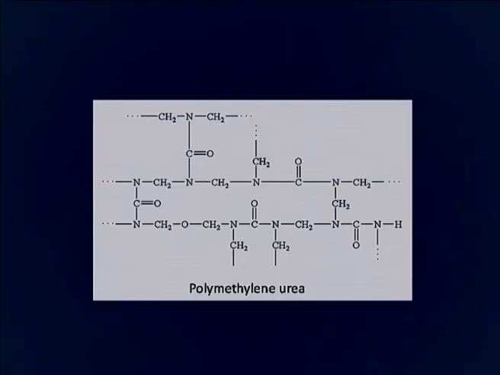In the next step, further condensation of methylol ureas with urea and formaldehyde results in the formation of urea formaldehyde resin. Now, as a result of this polymerization of urea and formaldehyde, we get a cross-linked 3-dimensional polymethylene urea formed.